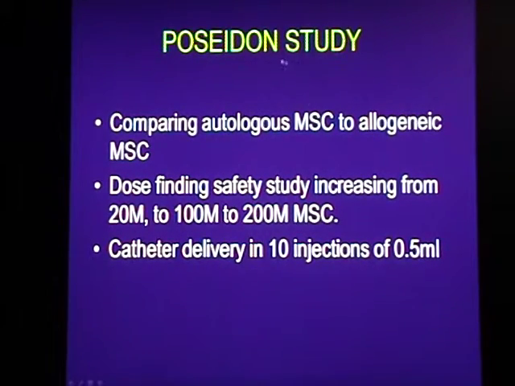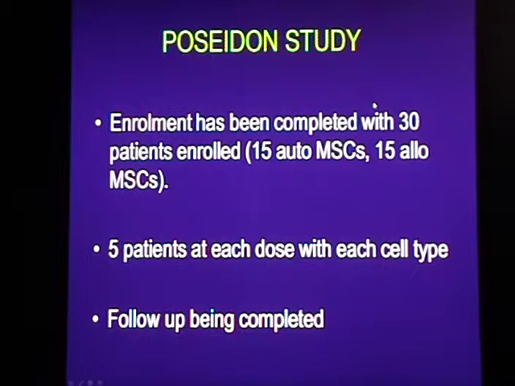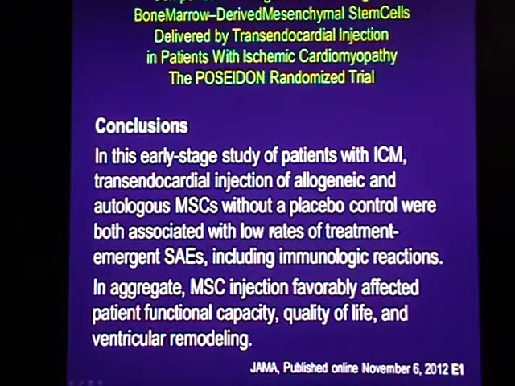A subsequent study was also opened called the Poseidon study, and this was established to compare autologous MSCs to allogeneic MSCs. This was a dose-finding safety study increasing from 20 million to 100 million to 200 million MSCs. It used catheter delivery in 10 injections at 0.5 mils. Enrollment has completed in this study with 30 patients enrolled, 15 enrolled to autologous MSCs and 15 to allogeneic MSCs, which included 5 patients at each dose with each cell type, and then subsequent follow-up.